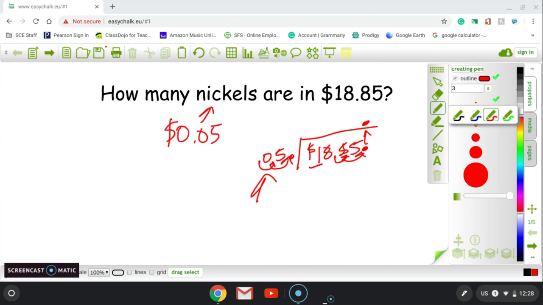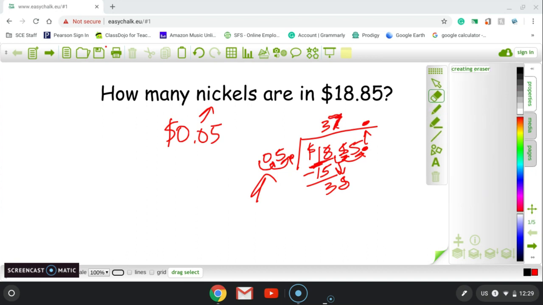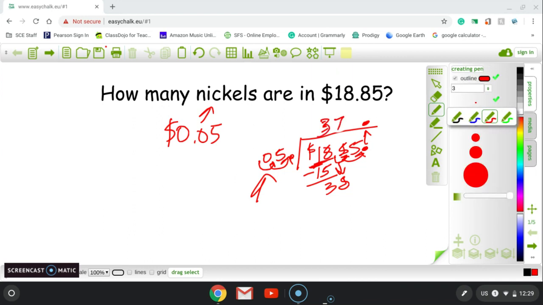Will 5 fit into 1? No. Will 5 fit into 18? Yes, 3 times. 3 times 5 is 15. 18 minus 15 is 3. I'm going to bring down my 8. How many times will 5 fit into 38? The answer is 7. Let me fix that real quick. That's a 3. That's a 7. 7 times 5 is 35. 38 minus 35 is 3. I'm going to bring my last one down, which is 5.